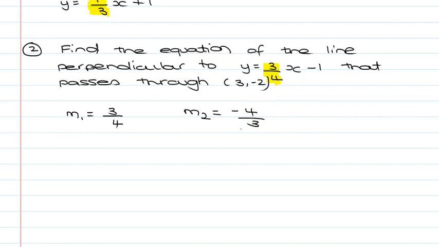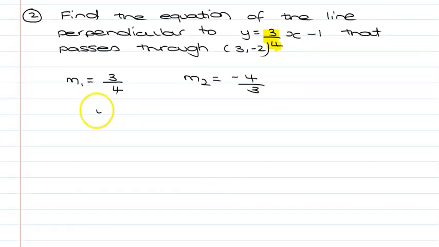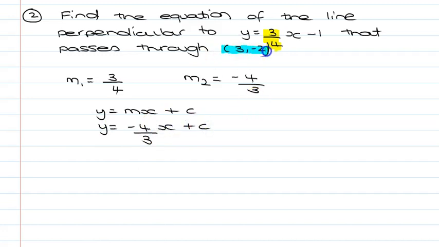Then we write the equation y equals mx plus c, because remember the line is perpendicular but it's still a straight line, so it follows this simple rule. I'm going to substitute our new gradient, negative 4/3, into the equation. Then finally I'm going to use the coordinate we were given in the question and let x equal 3 and y equal negative 2, and substitute those values to find our value of c.